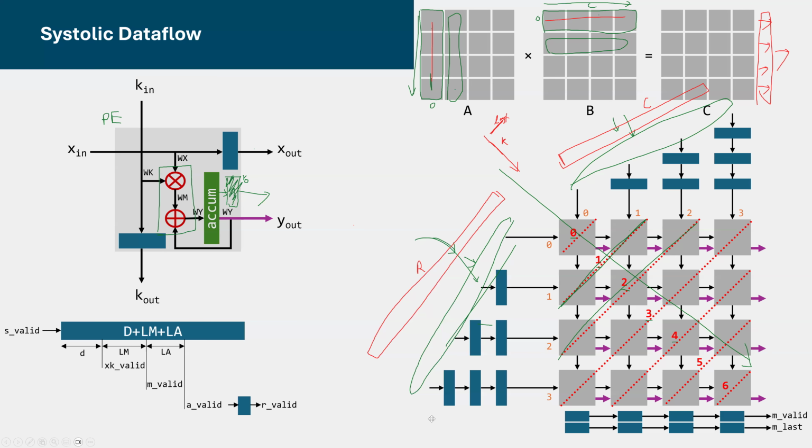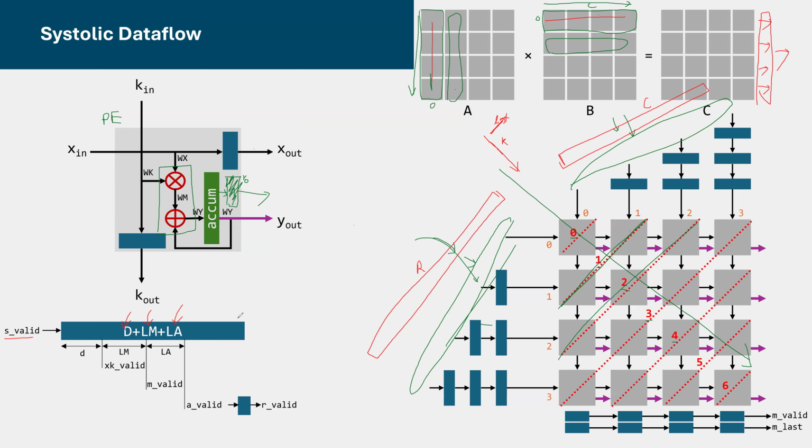All right. So let's look at how we do this control signal part. We have this S valid coming in, right? S valid is whether each beat is valid or not. So each clock cycle, each beat is valid or not. We take this and put it through a shift register, and the size of the shift register is D plus LM plus LA. What are these? LM is the latency of the multiplier. LA is the latency of the accumulator. And D is the number of diagonals.